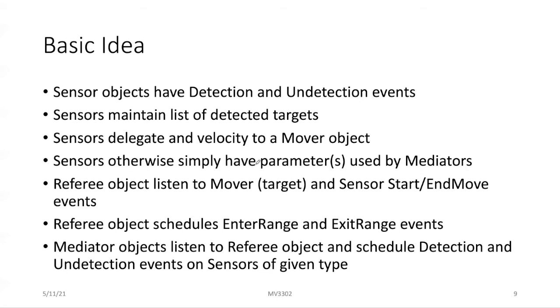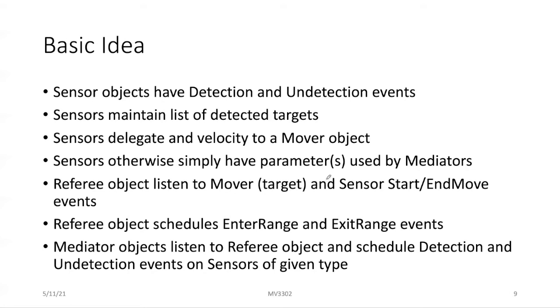Otherwise, sensors are simply going to have parameters used by mediators. Other than that, sensors are going to be remarkably passive. They're going to hear their detections from the mediators, and just respond accordingly. Now, the next object is going to be our referee. Its job is to listen to a mover and a sensor, that is, a target and a sensor, and to listen to their start move and end move events. When it hears those, it's going to schedule the enter range and exit range events.